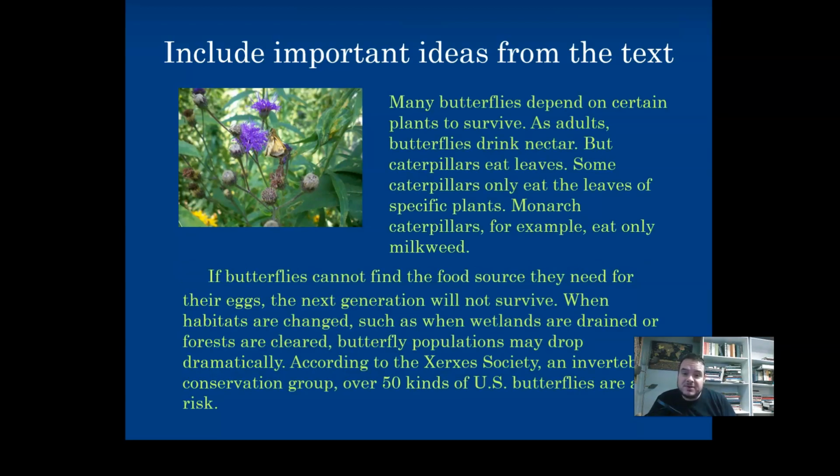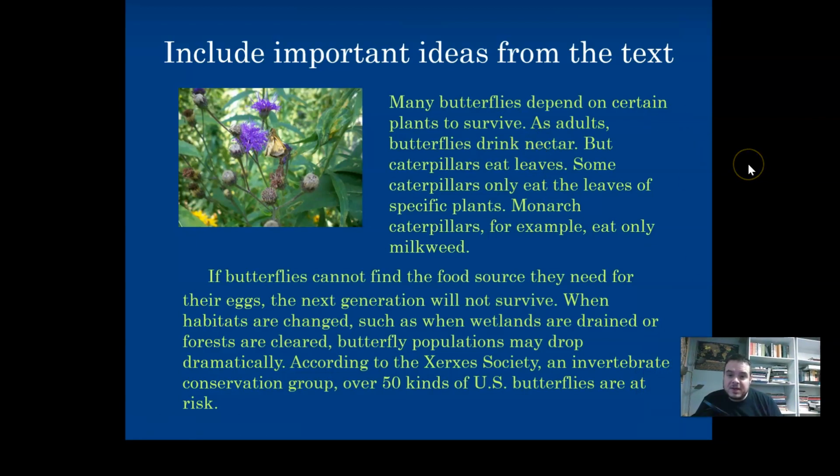Many butterflies depend on certain plants to survive. As adults, butterflies drink nectar. But caterpillars eat leaves. Some caterpillars only eat the leaves of specific plants. Monarch caterpillars, for example, eat only milkweed. If butterflies cannot find the food sources they need for their eggs, the next generation will not survive. When the habitats are changed, such as when wetlands are drained or when forests are cleared, butterfly populations may drop dramatically. According to the Xerces Society, an invertebrate conservation group, over 50 kinds of butterflies are at risk.